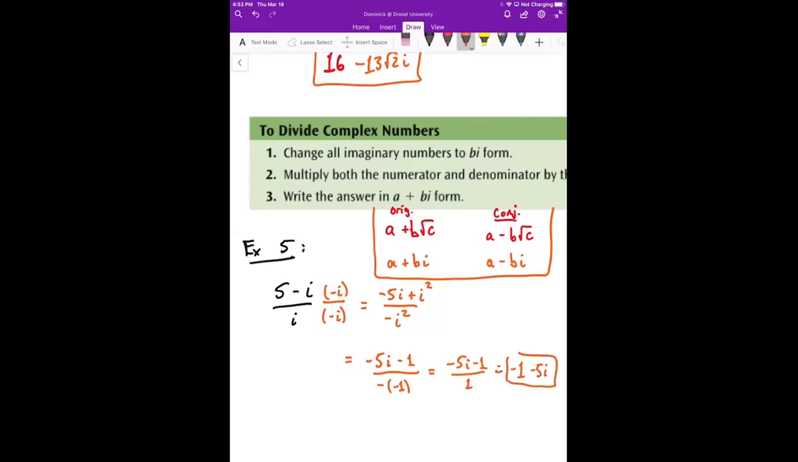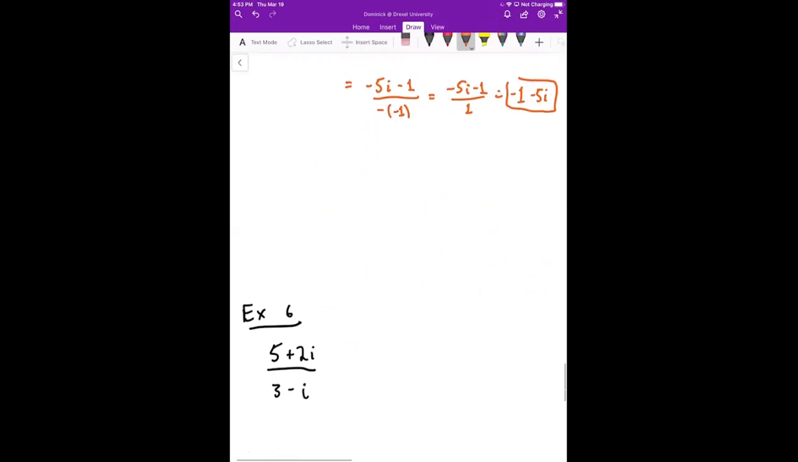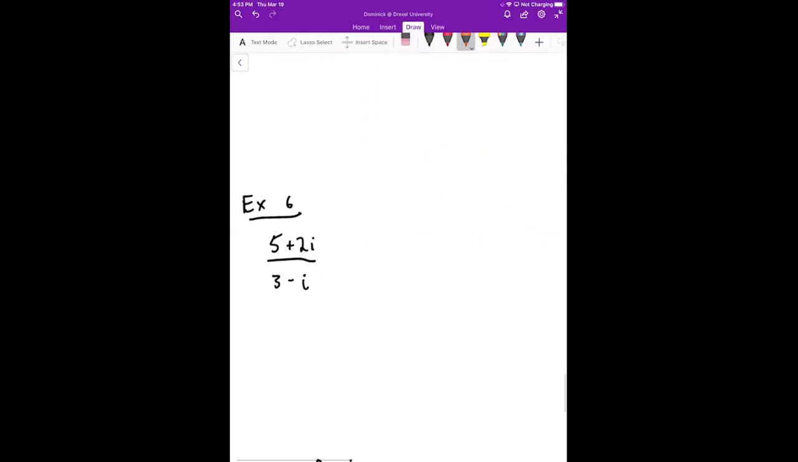All right, so simple enough. Now on this one, we don't have to multiply top and bottom by just i. Now here we need to be a little bit more careful. Here we need 3 plus i. That would be the conjugate of 3 minus i. So I need to multiply top and bottom by 3 plus i.